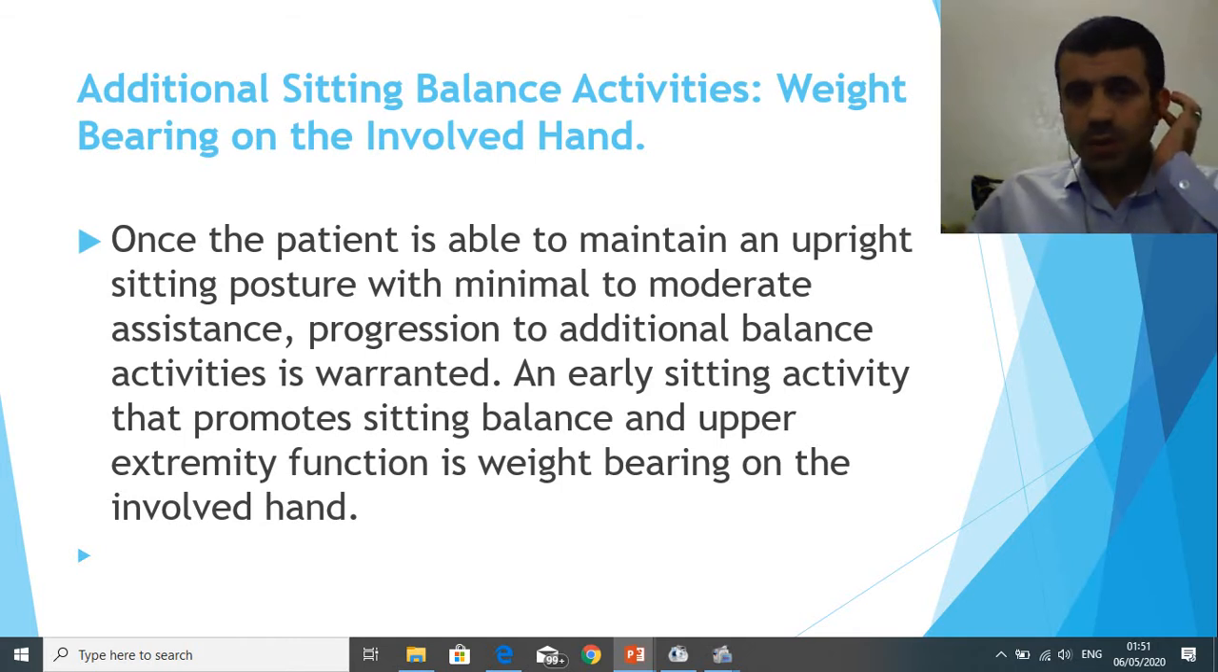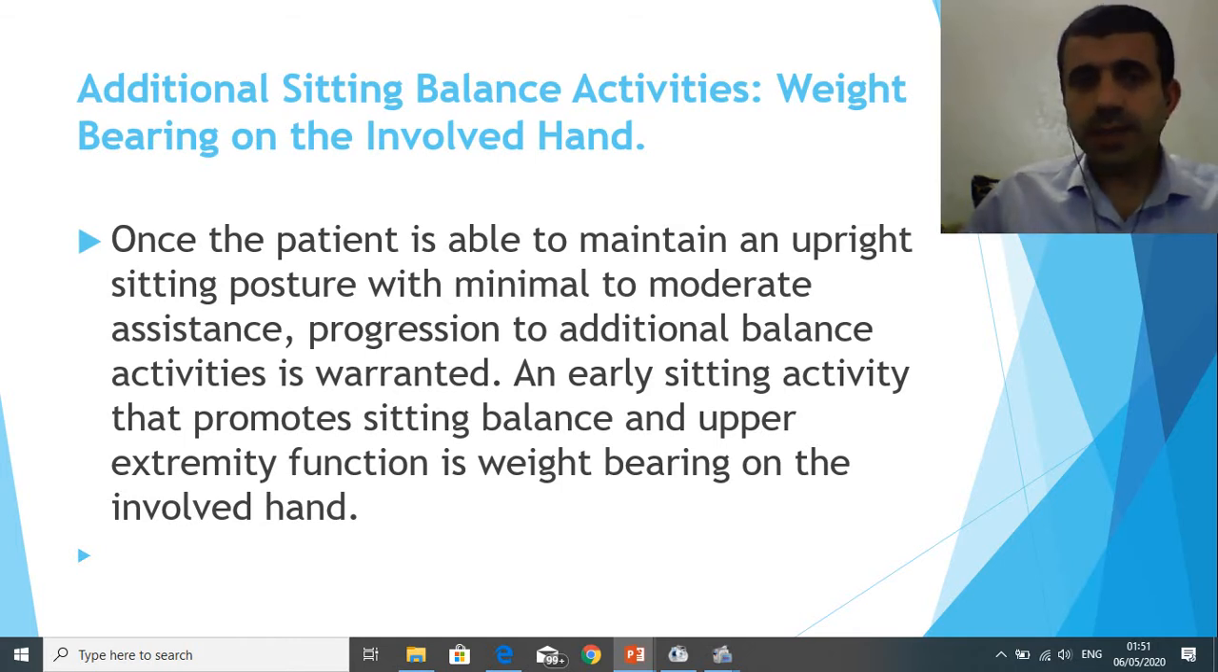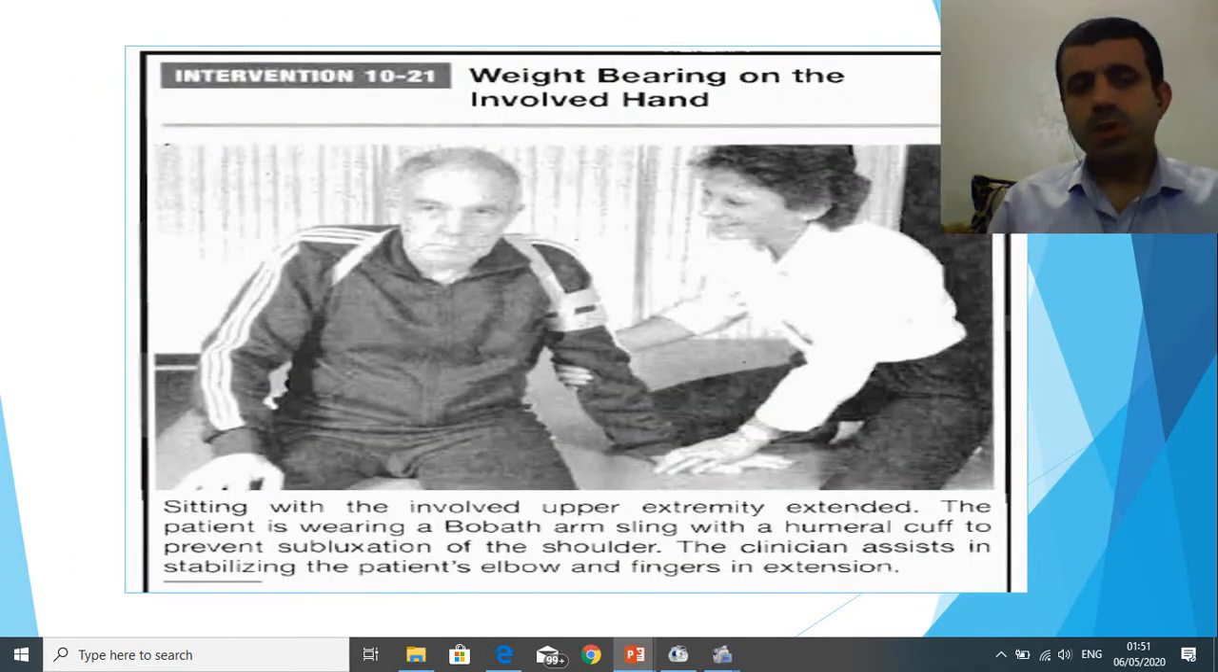So once the patient is able to maintain an upright sitting posture with minimal to moderate assistance, progression to additional balance activities is warranted. An early sitting activity that promotes sitting balance and upper extremity function is weight bearing on the involved hand.